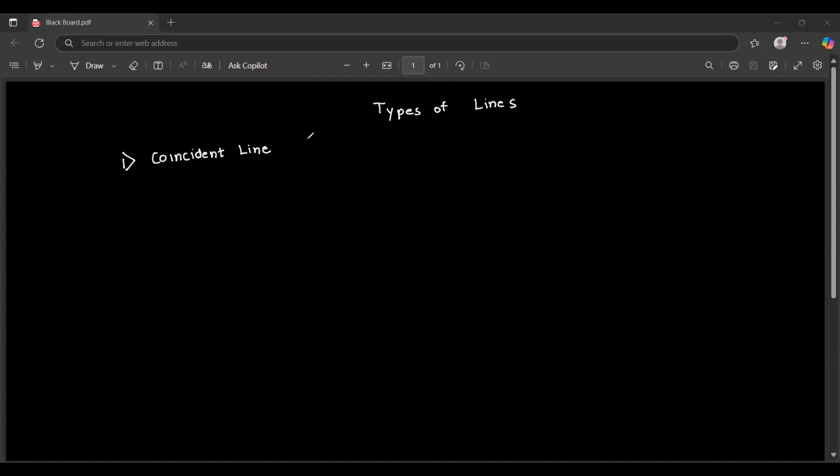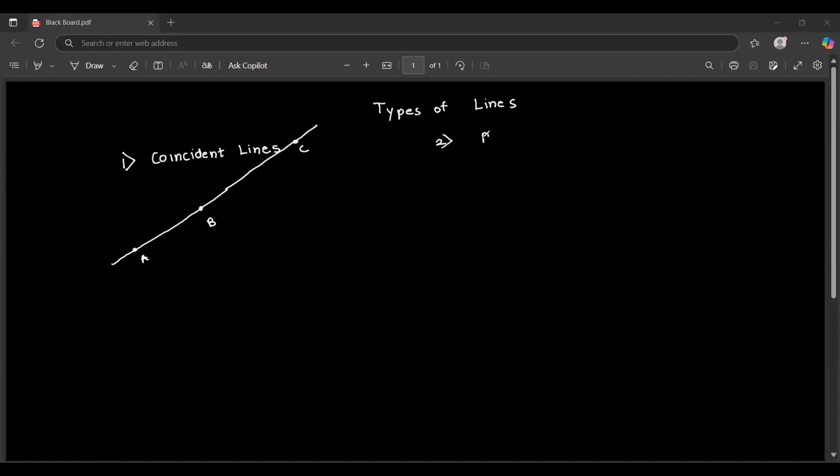So, that's possible. And those equations will represent the same line, and those lines will be considered coincident lines. So, let's say this is AB, okay, and let's say this is BC, where BC and AB are coincident lines. That's the idea here. Okay, that's one.